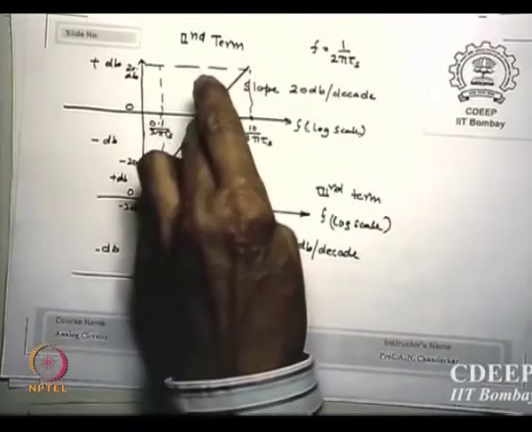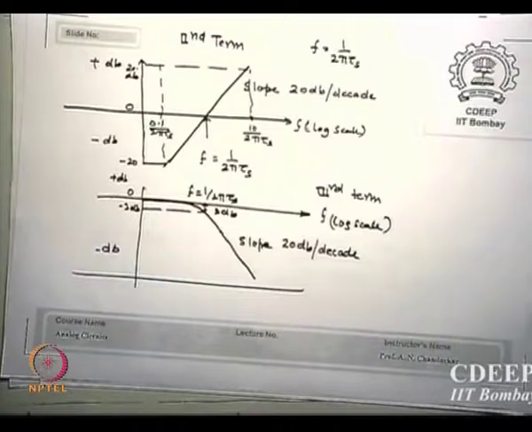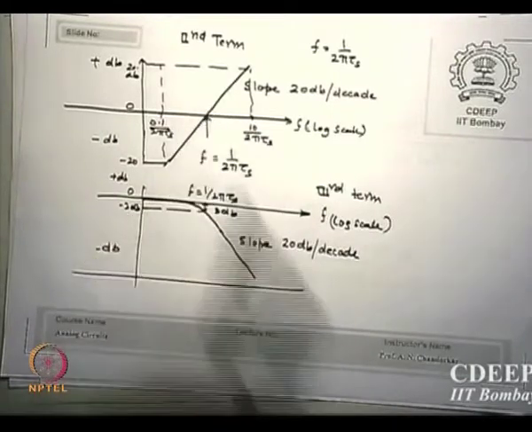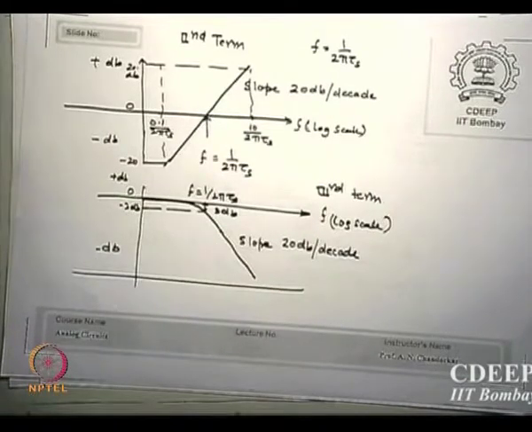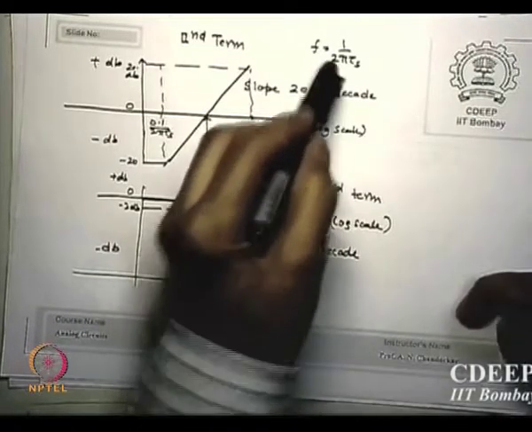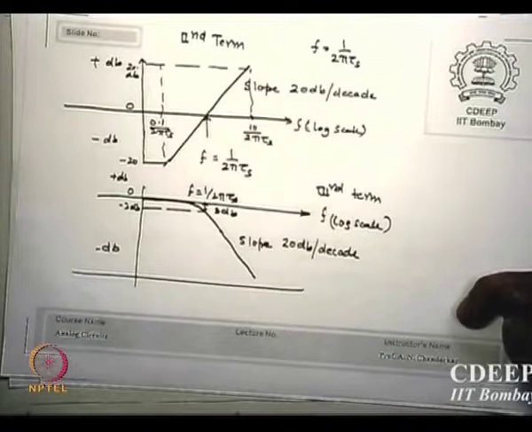So at f equal to this frequency, the gain is 0 dB. This is the second term only I am saying, not the net one, only the second term. If I multiply the frequency by 10, that is, if this becomes 10 upon 2 pi tau s, then what will be the value? 2 pi f tau s is 10. How much is log 10?